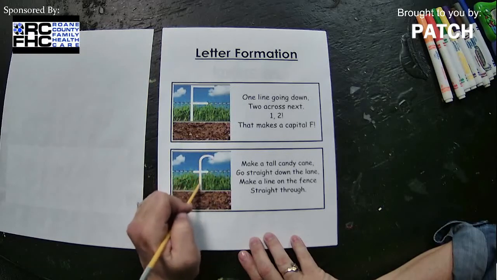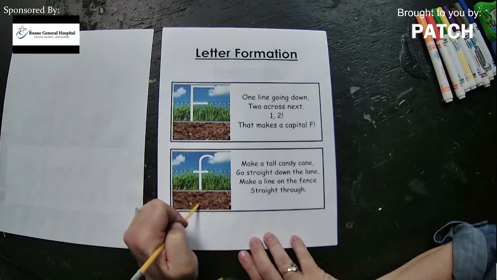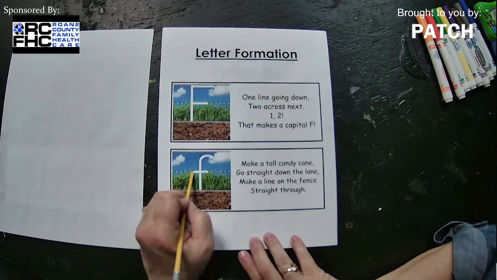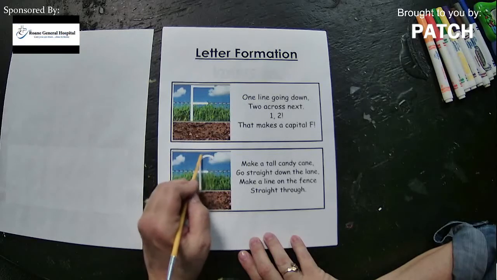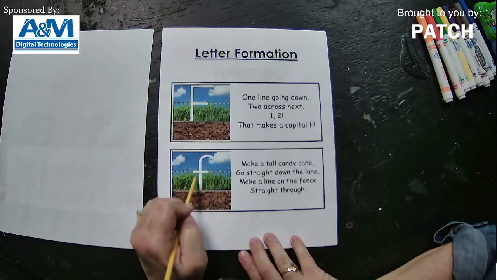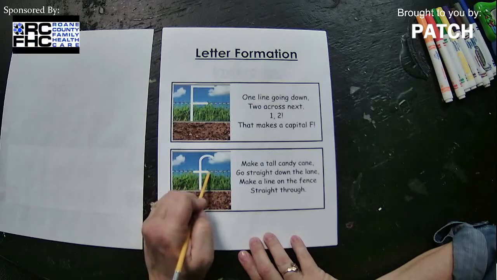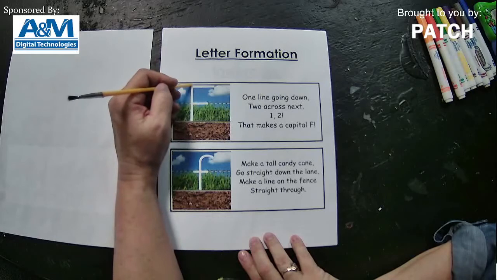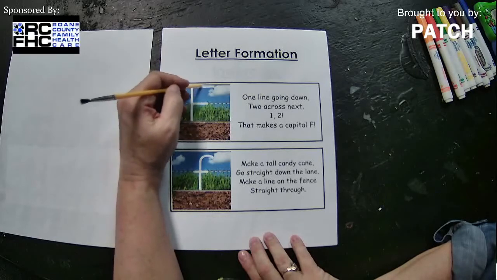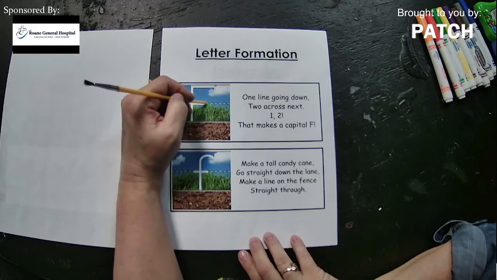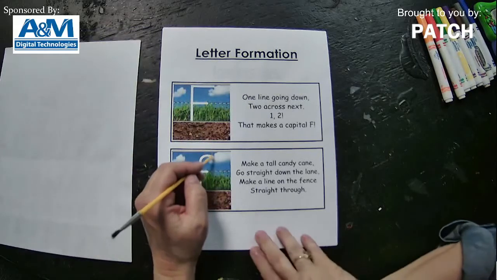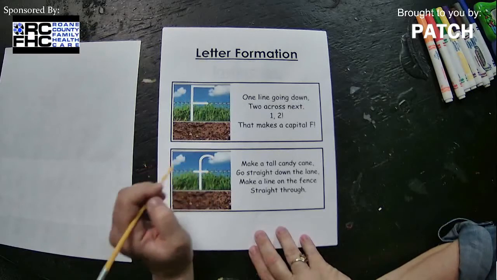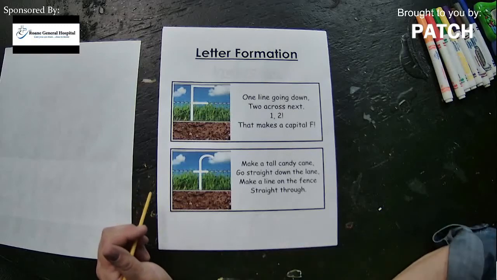So down to the ground. Where are we? Down in the dirt? Right. So you stop on that line and then go to the fence. Make a line on the fence straight through. So make a tall candy cane, go straight down the lane, make a line on the fence straight through. Right. Now uppercase F is going to go all the way up to the top, that top line, down to the ground, 1 across the top and 1 across the fence. And then our lowercase f is a candy cane, right, in the clouds, down to the ground and across the fence. Okay, are you ready to make them with me?